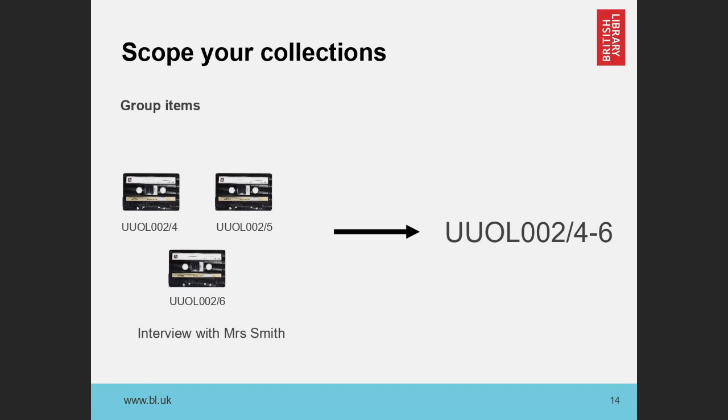Okay, so the next step in scoping your collections is to group items together where necessary. An example of where you would do this would be with an oral history interview. It could be recorded over 3 tapes, so you want to keep those tapes together in one logical catalogue entry. That means that when they're played, they'll play as one long recording when they're on the British Library website.